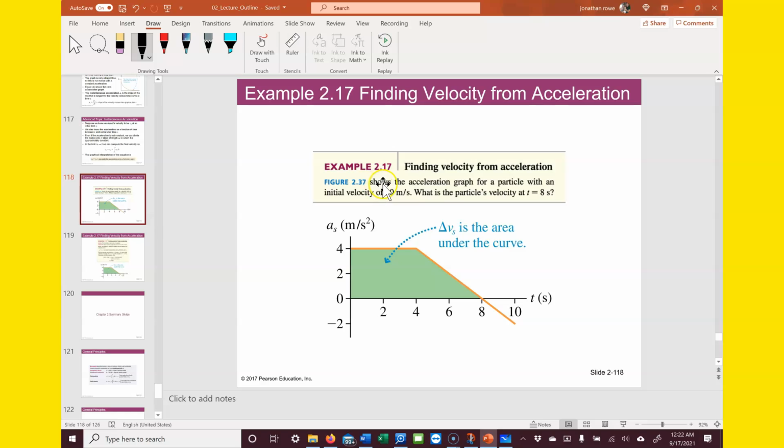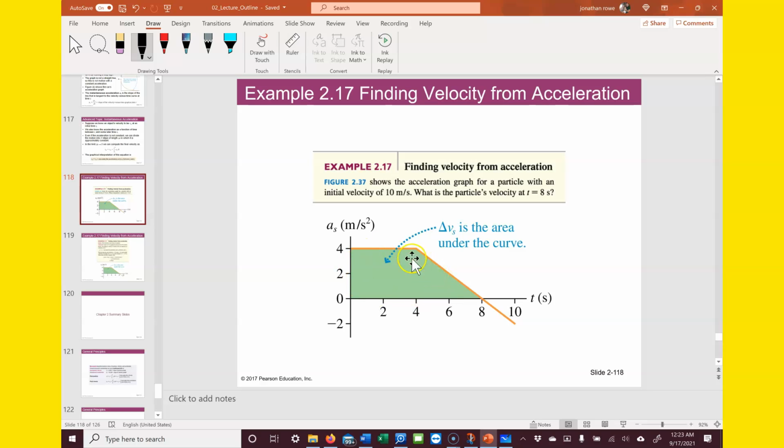So here we go. Example 2.17. This figure shows the acceleration graph for a particle with an initial velocity of 10 meters per second. What is the particle's velocity at 8 seconds? So what you do is you find the area under this curve, and we can find that by saying this is a rectangle. Well, I guess it's actually a square because it's 4 by 4. And so that's going to be a 16 area, added with this triangle, which is going to be 4 times 4 divided by 2, which is 8.